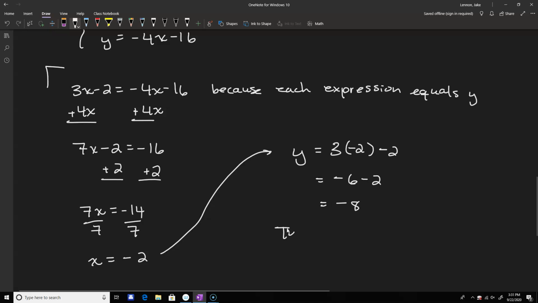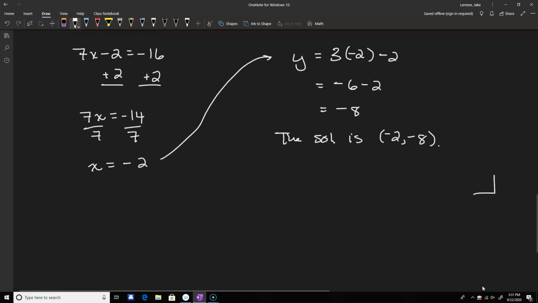So the solution is (negative 2, negative 8). Pretty easy when both of them are set equal to y, which does come up quite a lot because that's technically the slope-intercept form of a line.